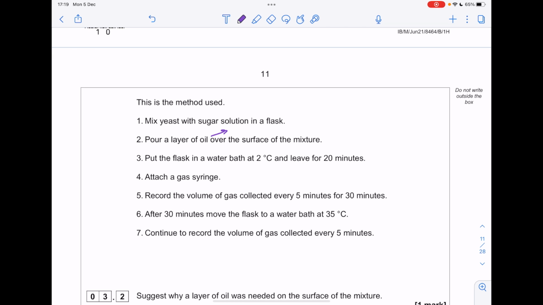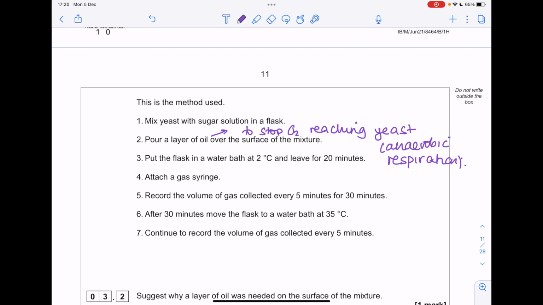Why have they done that? To stop oxygen reaching the yeast. And why is that important? Because the yeast anaerobically respires. Put the flask in a water bath at 2 degrees and leave for 20 minutes.